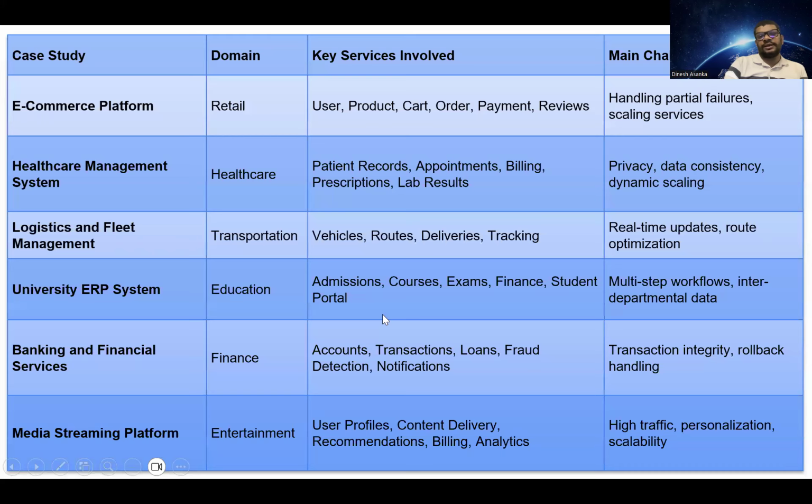So during the weekly discussions today, what we will be looking at is 6 different platforms. I have listed out the domain and the key services that it involves, and also main challenges. So just get an idea about these domains, and then we will discuss what these services are and what they offer, and how we can use microservice architecture to get the best requirement out of this.